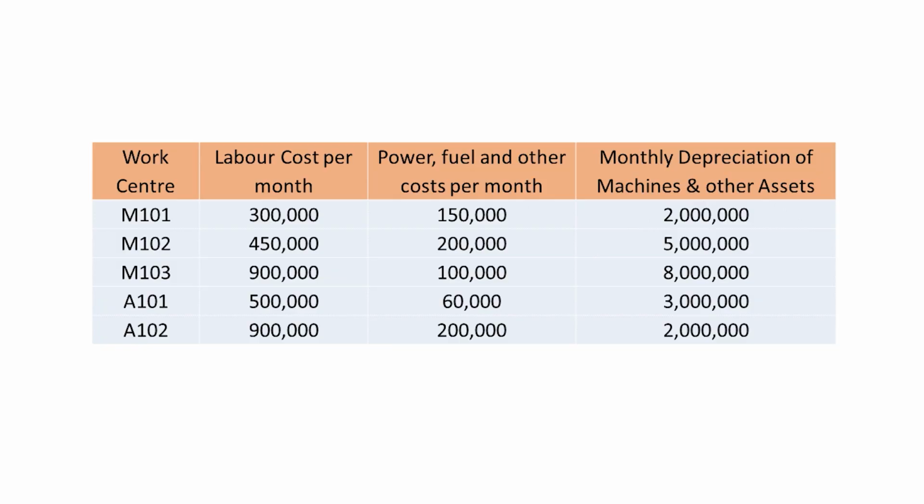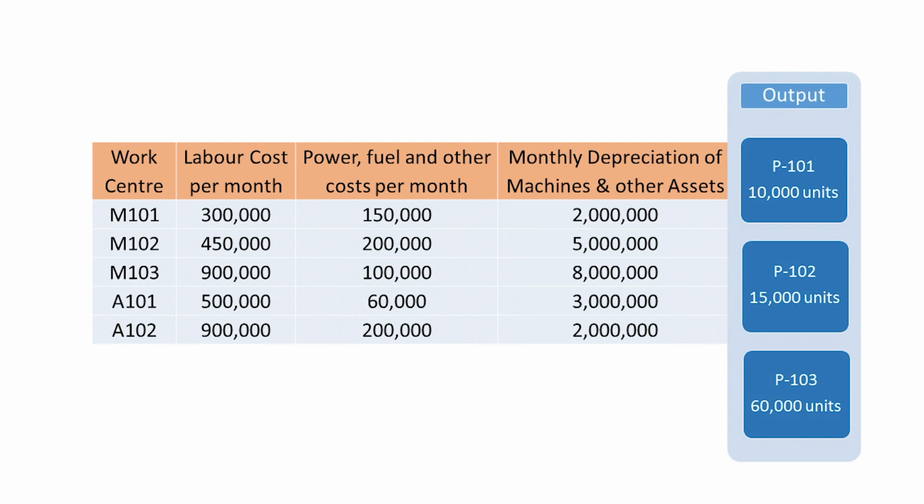We have 3 cost pools for each of the production centers: labor cost, power and fuel cost, and finally depreciation for the machines. We now need to charge these costs to the products. Here is our second challenge. How do you treat the idle capacity?